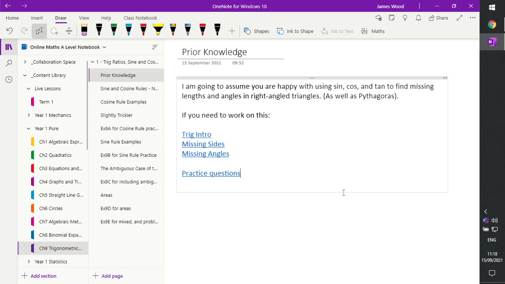So in this chapter, chapter 9, which is about trigonometric ratios, a lot of this content is based on what you should know from GCSE level. So I'm going to first of all assume that you know how to use sine, cosine and tan to work out side lengths and angles in a right angled triangle.